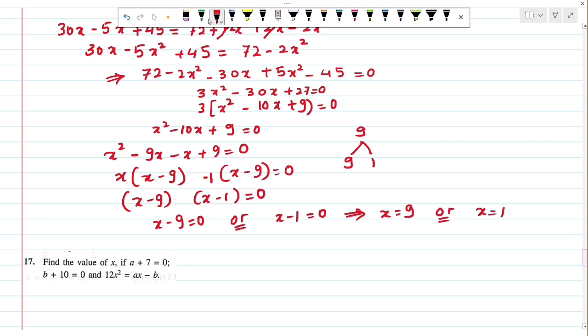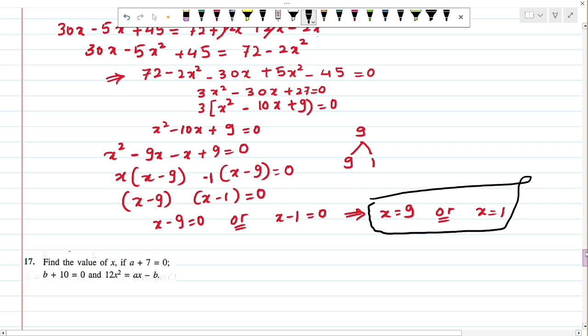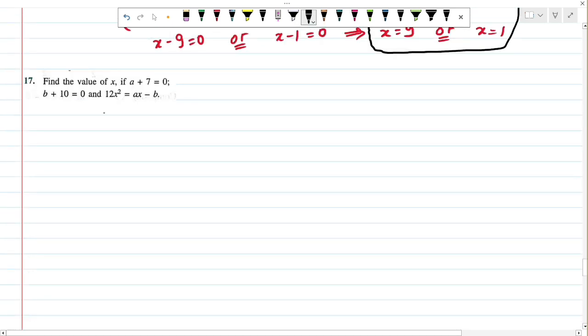So I hope this is clear for everyone. I'll get the values of x as x is equal to 9 or x is equal to 1. In the 17th problem, what they have given here is: find the value of x if a plus 7 is equal to 0, b plus 10 is equal to 0, and 12x square is equal to ax minus b.